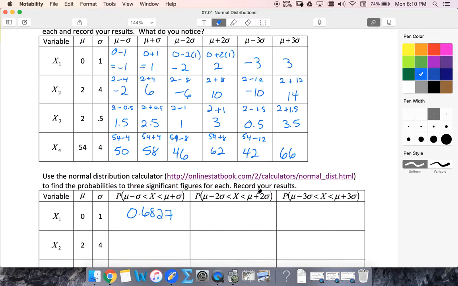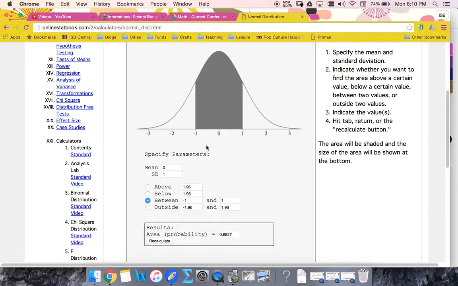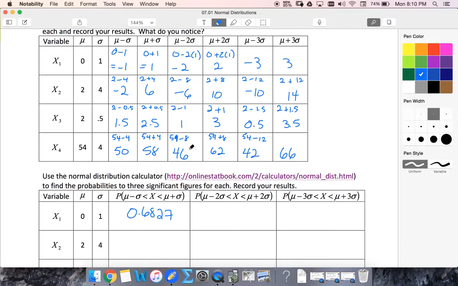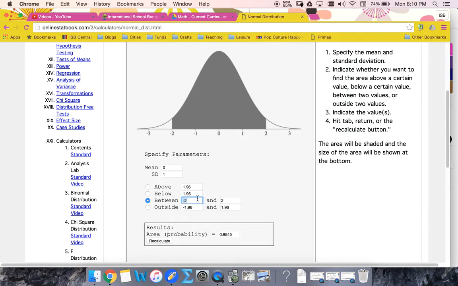And now I'm going to go between these two values, negative 2 and 2. So I'm adding and subtracting two standard deviations. And you can see that it's recalculated for me. I'm finding this area, 0.9545, or in percent, we would say 95.45%.